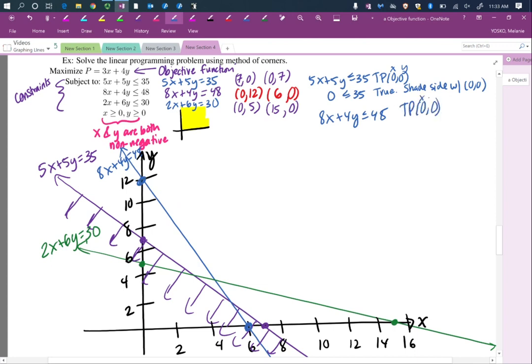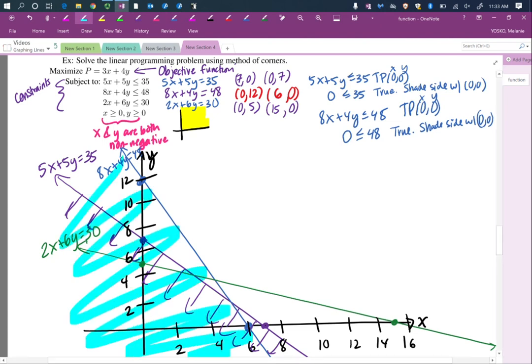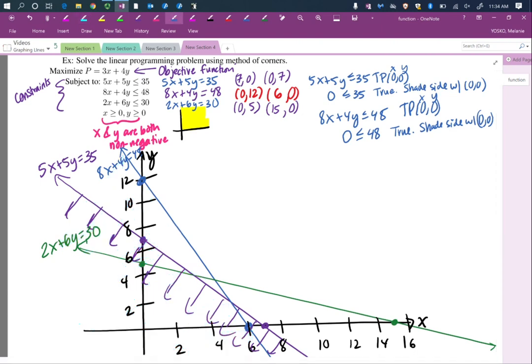If I plug in 0 for x and 0 for y, I see once again that the left-hand side turns into 0. I have 0 less than or equal to 48. This is again a true statement. We shade the true, so we are going to shade the side that has the point (0, 0). So again, I'm shading this way where it has the point (0, 0). And I'm going to do it in such a way so maybe I can still see my lines and everything. Not too busy.